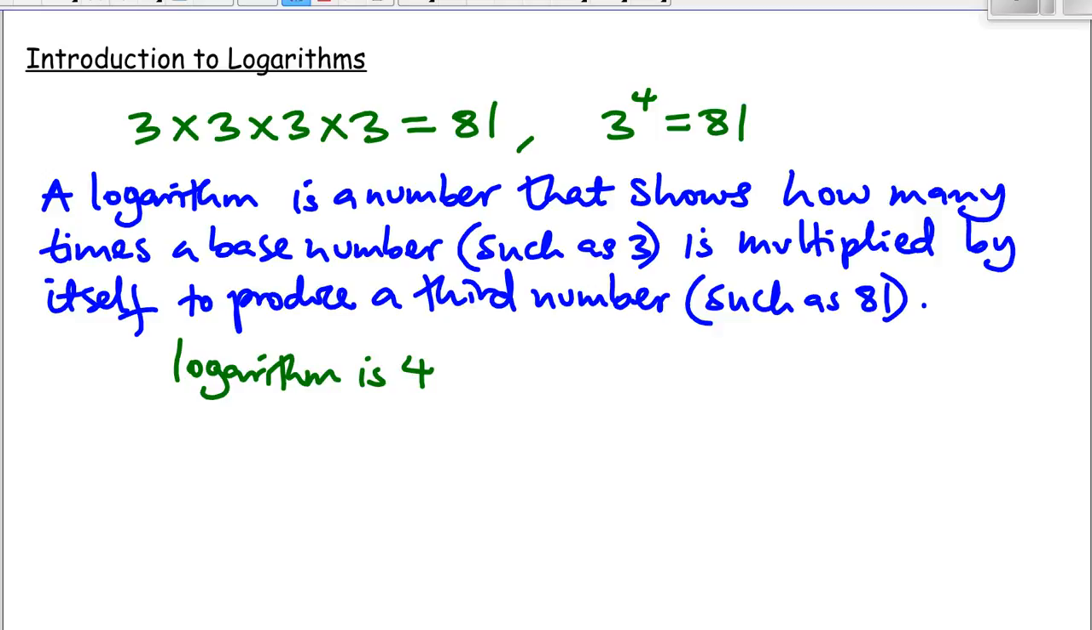And in fact, this is how we write it in mathematics. We say the logarithm of 81 with a base of 3 is 4. Some people say it this way: the logarithm to the base of 3 of 81 is 4. You can also say the logarithm of 81 to the base of 3 is 4. It all means the same thing. So this is how we write it.